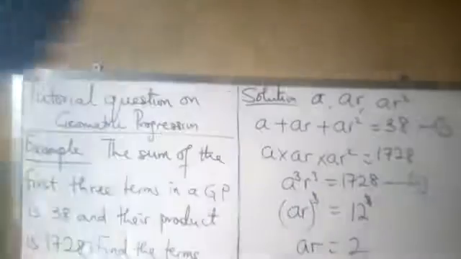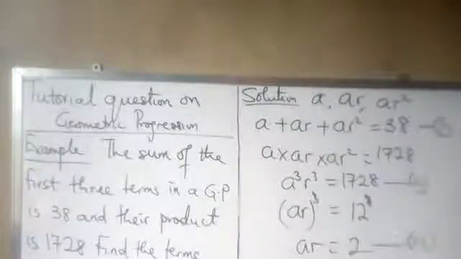Now that 3 is common to the two of them, so our AR now is equal to 12. We can call this one equation 3. Okay.